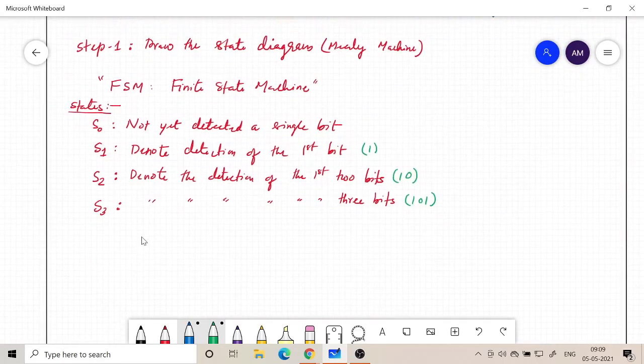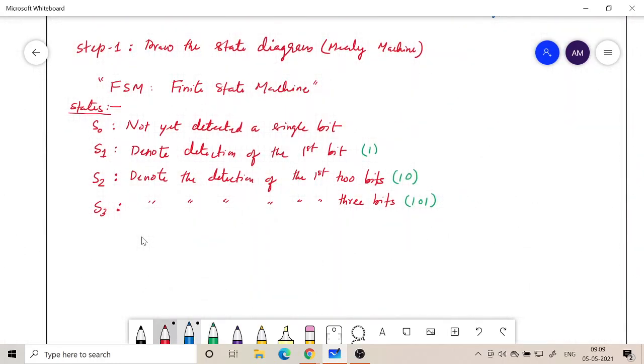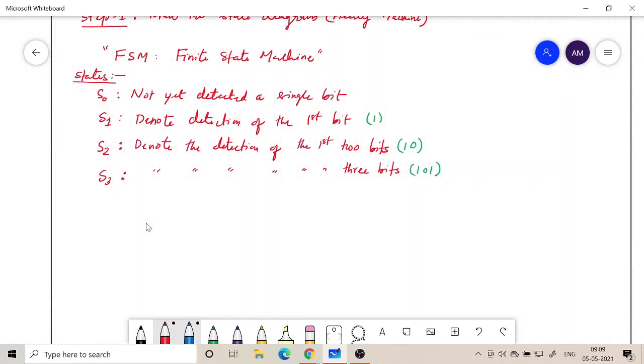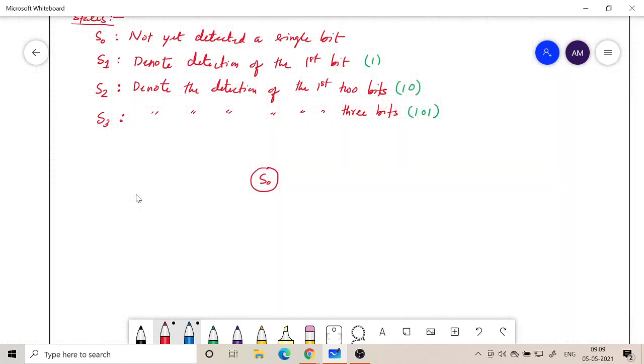So let me complete step 1. What is step 1? Draw the state diagram. So I just designated the states, and now I'm going to use those: S0, S1, S2, S3. Okay, so these are the 4 states. Now I am going to draw the state diagram.